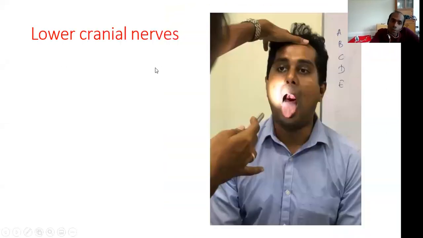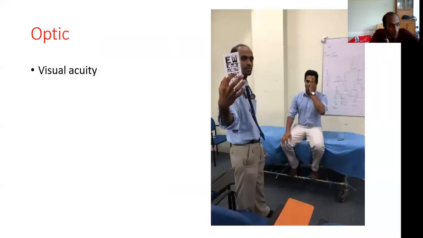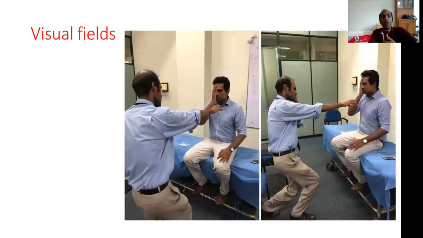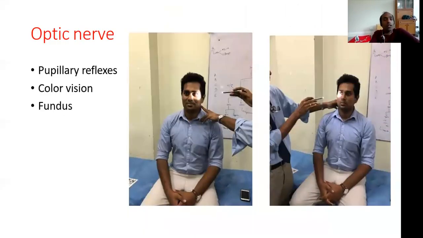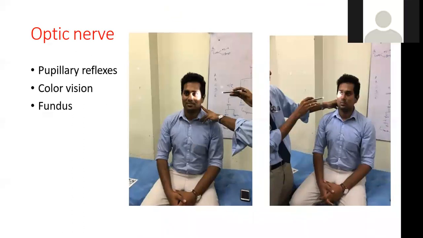I'll just run through this again with you. Olfactory, routinely not examined. Optic nerve, the first component is visual acuity. Make sure that you do the visual fields with the proper technique. Don't miss any steps that I have described, because you will get wrong findings if you do it wrong. Optic nerve, make sure that you check the pupillary reflexes; color vision is not routinely examined, and then the fundus as well.